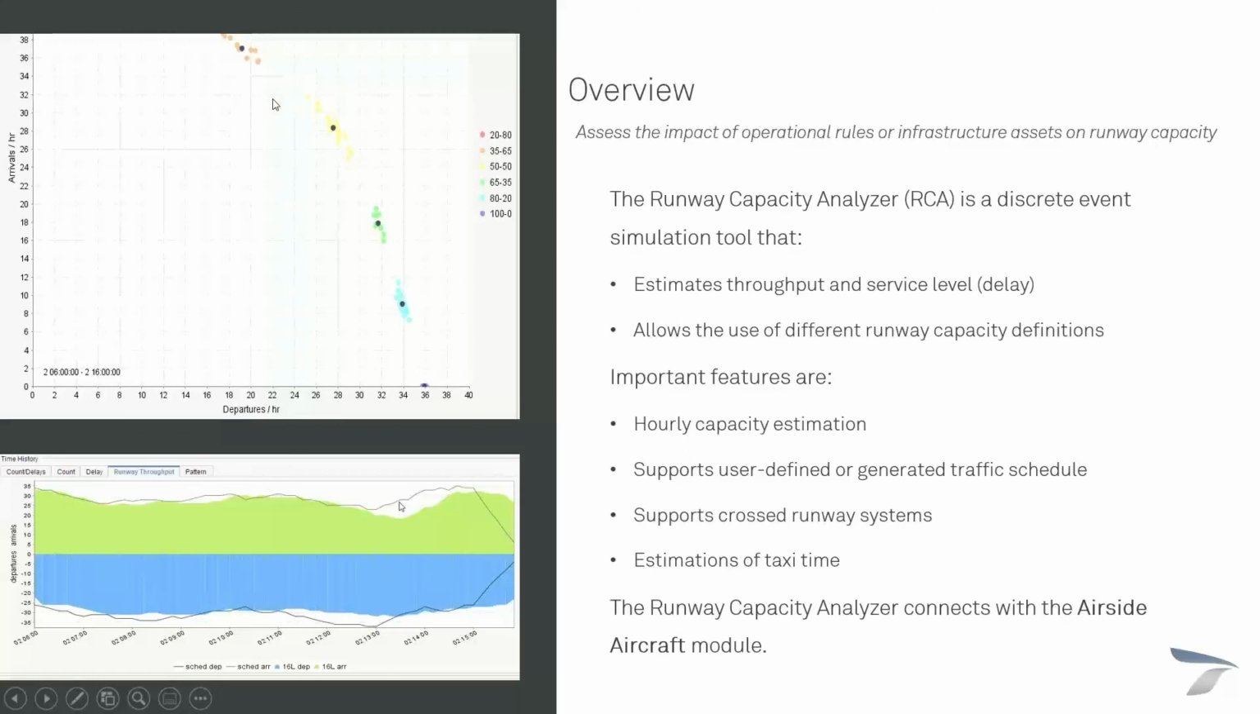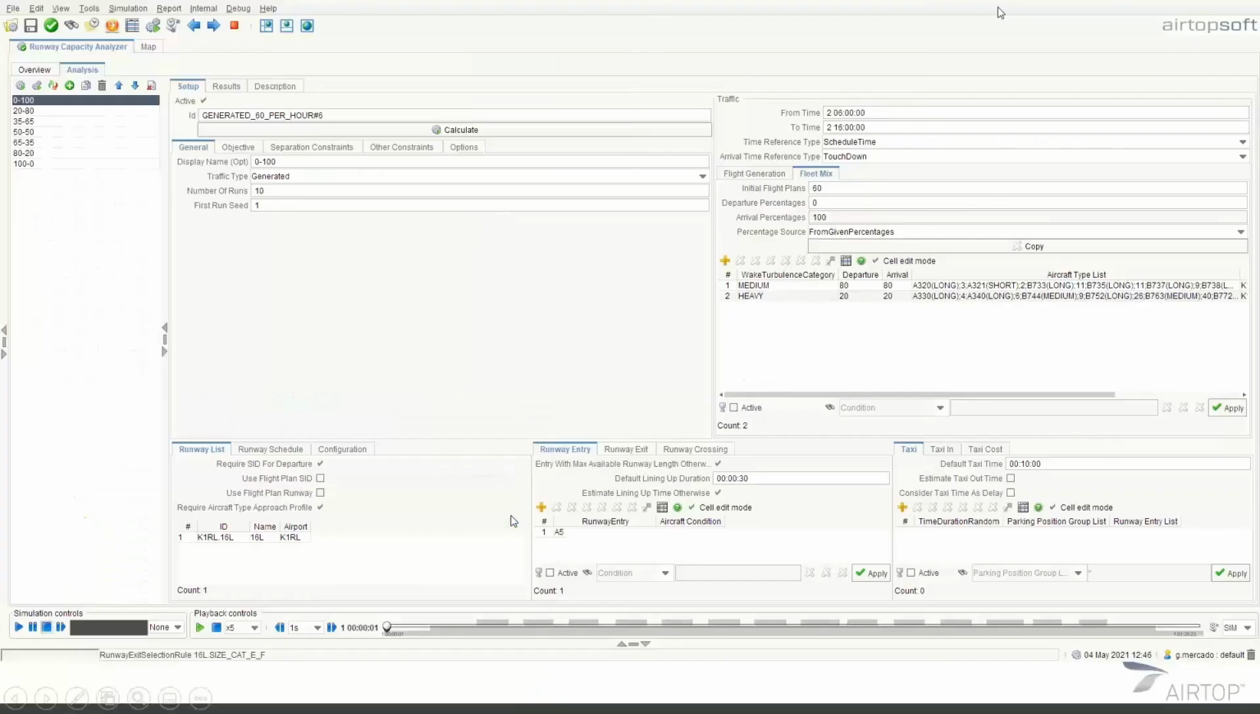You don't only get that. You also get, as you can see down here, detailed charts that can show you runway throughput and also delay levels. As I said before, you can tell AirTop to maintain a maximum delay level. So you can also check in these charts that those delay levels have been maintained and respected. Okay, so that's the runway capacity analyzer, a very useful tool, a discrete event simulation tool that can help you get your runway capacity assessments really quickly.